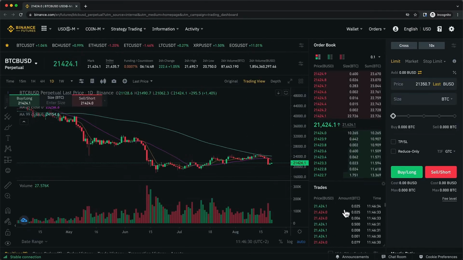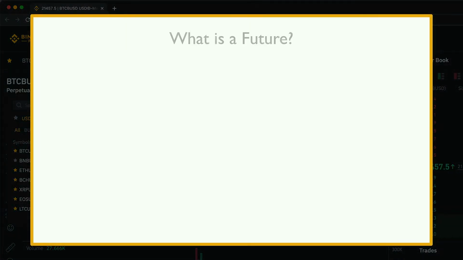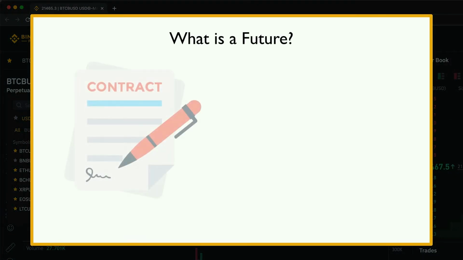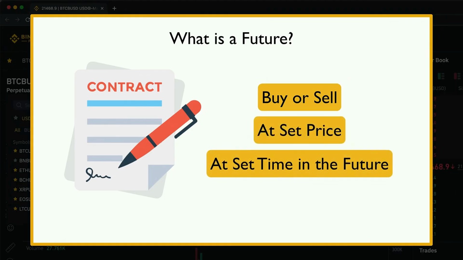Now we're ready to choose the futures contract that we want to trade. Over here, we can find all the available future contracts. But first, let's quickly go over what a future actually is. A future is basically a contract saying that we will buy or sell a specific asset at a set price at a specific time in the future.